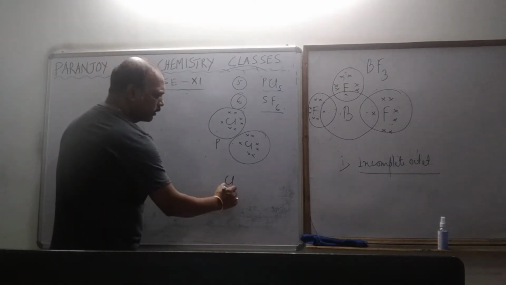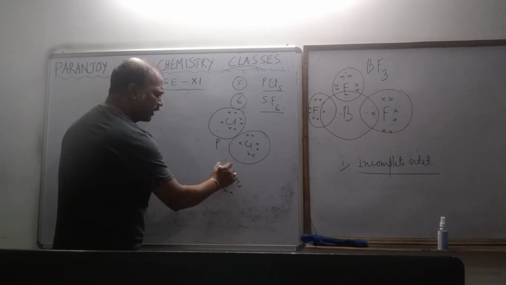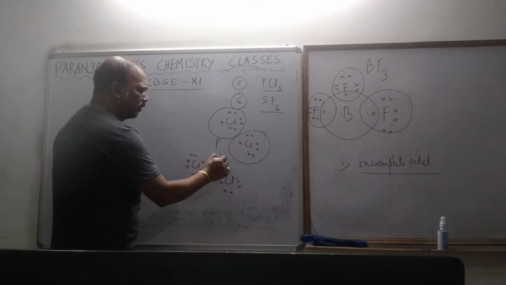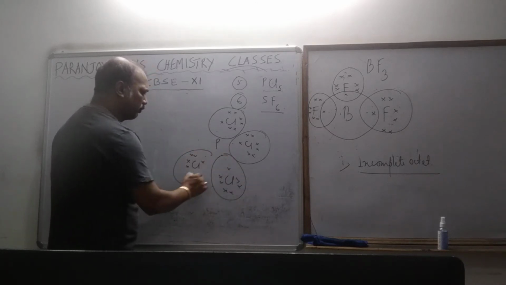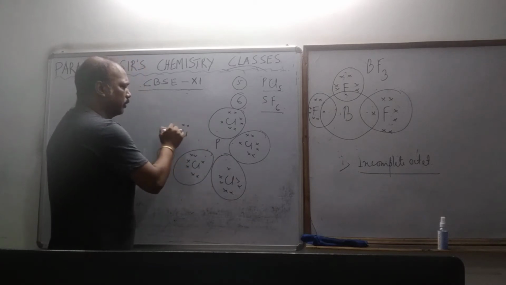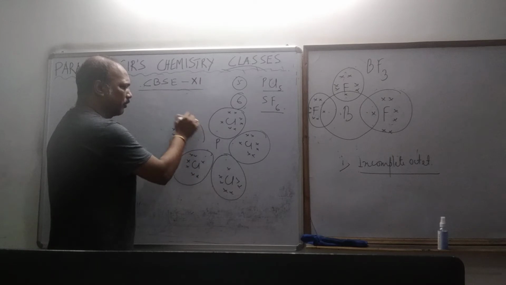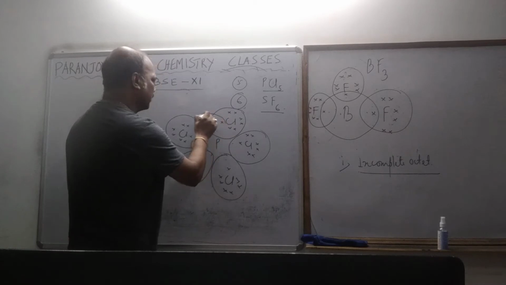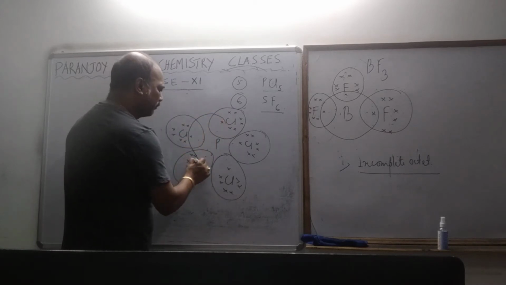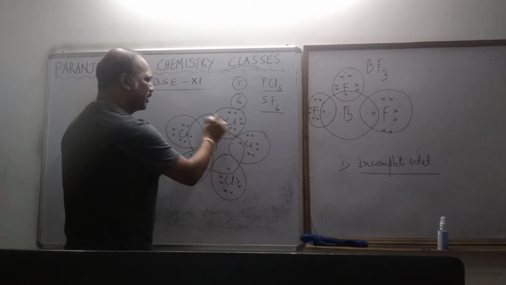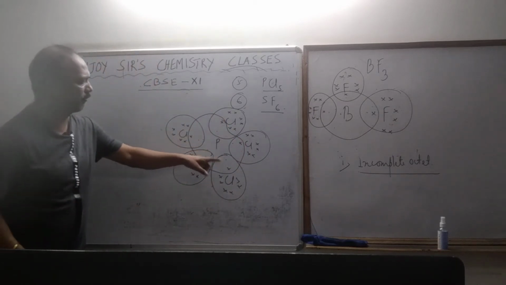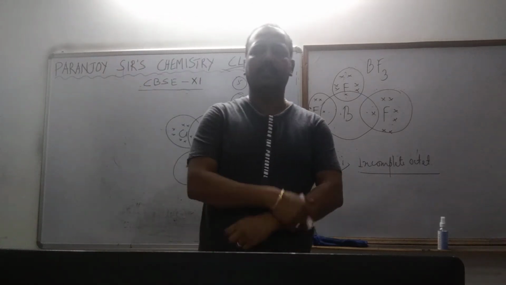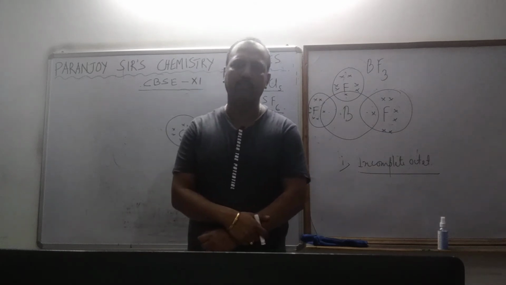So Cl, this is also 1, 2, 3, 4, 5, 6 and 7. Another Cl, 1, 2, 3, 4, 5, 6, 7. This Cl is also becoming 8, this Cl is also becoming 8, and another Cl, 1, 2, 3, 4, 5, 6 and 7. This is also becoming 8. Clear? But what about phosphorus? The phosphorus is becoming 10, right? Because everywhere a pair of electrons is common. So how many are there? 1, 2, 3, 4, 5, 6, 7, 8, 9, 10. So this is not an octet, it is more than octet.